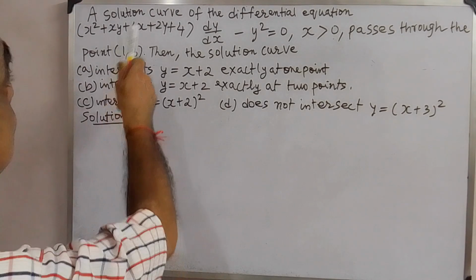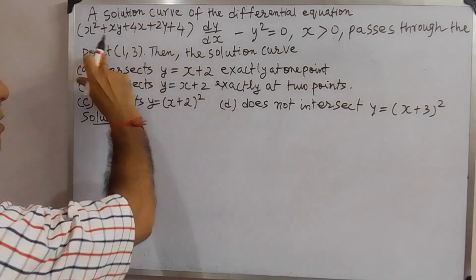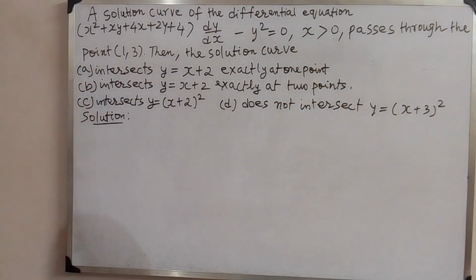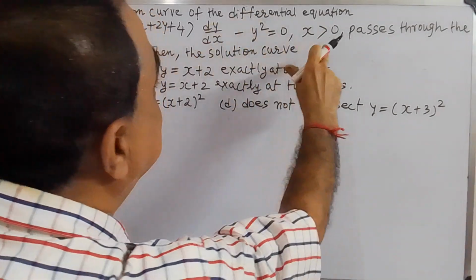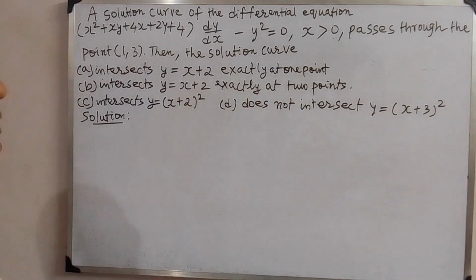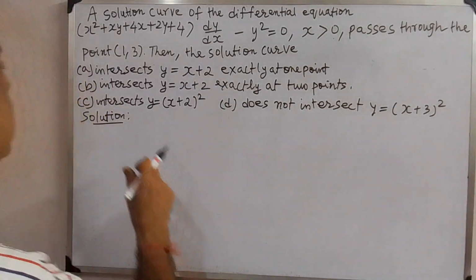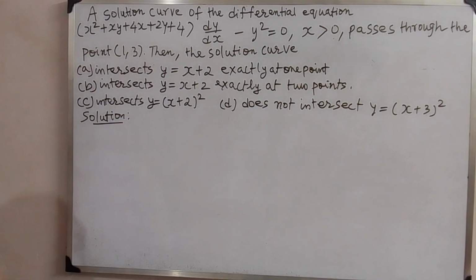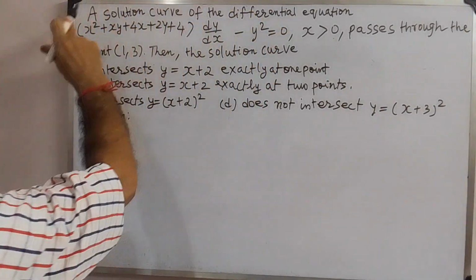First you have to understand the question very clearly. Here it is given to us that this is the differential equation of a certain curve. When we solve this differential equation, we get the equation of the curve, and that curve passes through this point 1, 3. It is being told to us, and then it is asking about that curve whose differential equation is this.